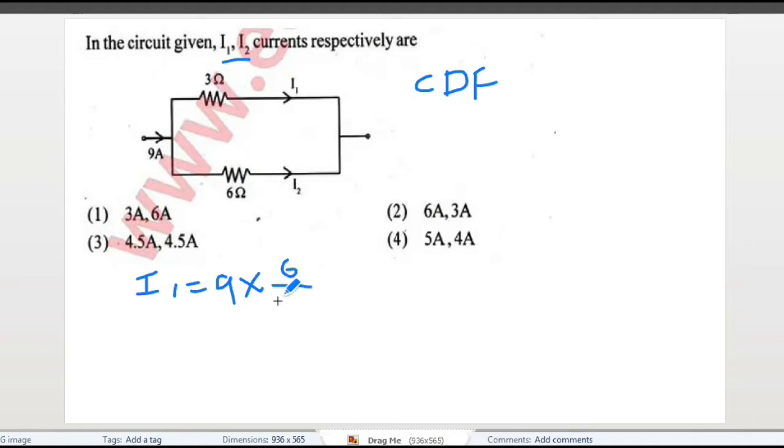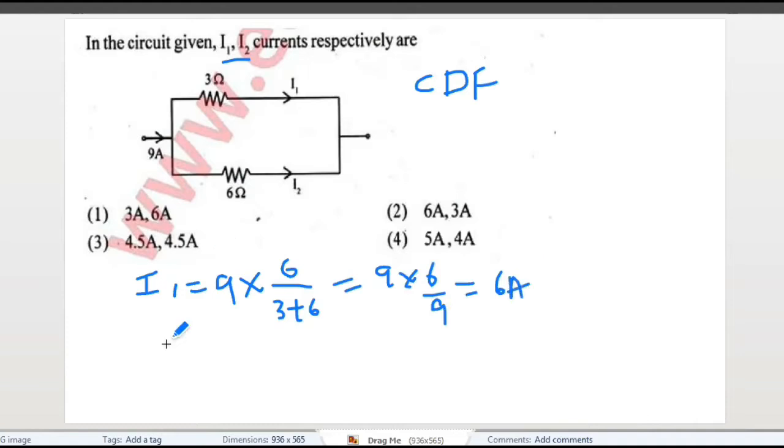So these are 3 plus 6. So it is 9 multiplied by 6 over 9. So this you will get 6 amperes.